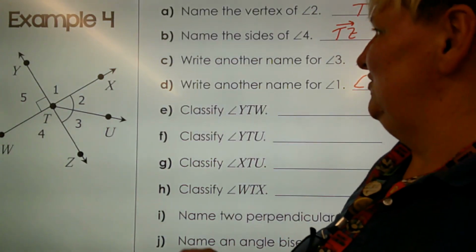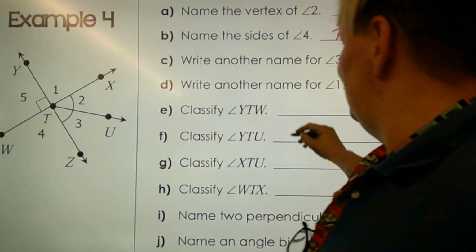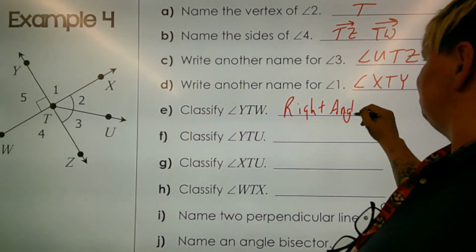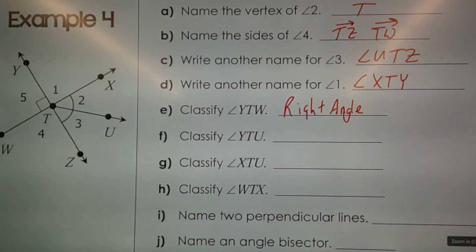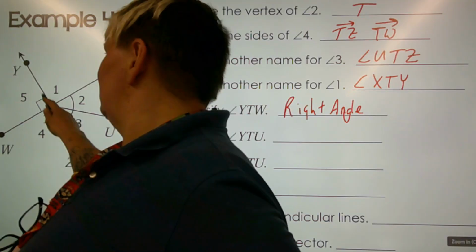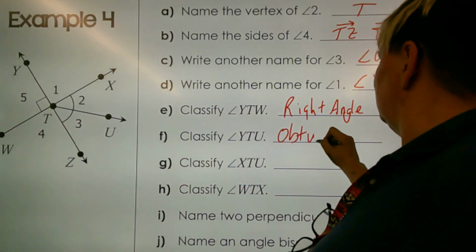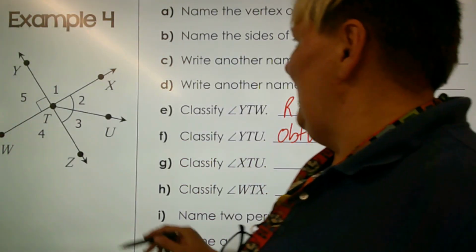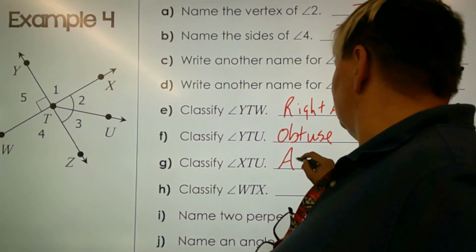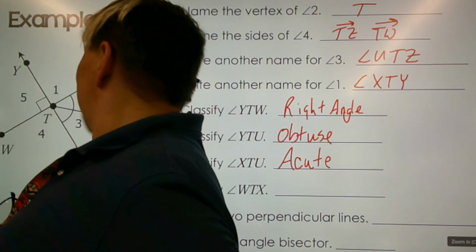Classify YTW. YTW has the box, so it's a right angle. Classify angle YTU. Obtuse. XTU. Acute. WTX. Straight.